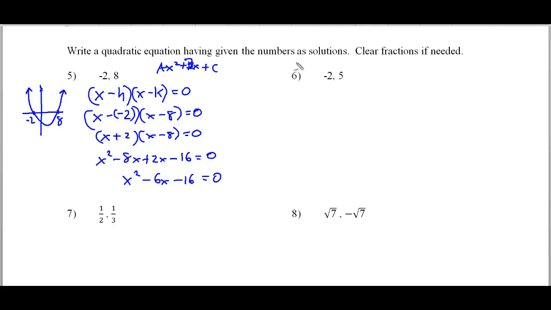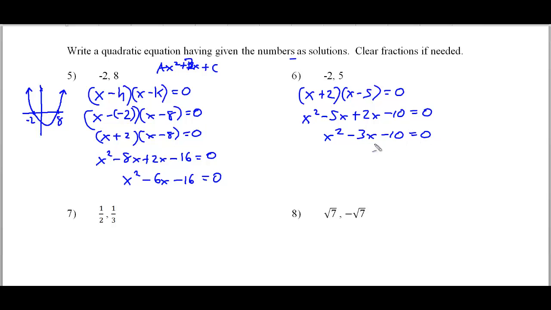For number 6, we're going to follow the same format. We're going to take our negative 2 and 5 and plug them into our x minus h and x minus k format. If you've noticed that it's going to be the opposite of what you started with, that's actually a good recognition. You'll notice that the negative 2 turned positive and the 5 turned negative because the format is x minus h and x minus k. So then we do our FOIL. So we're going to have x squared minus 5x plus 2x minus 10 equals 0. That means it's x squared minus 3x minus 10 equals 0, and that's the quadratic that will give me the two solutions of negative 2 and 5.